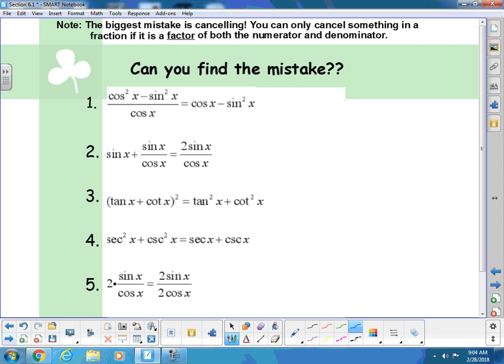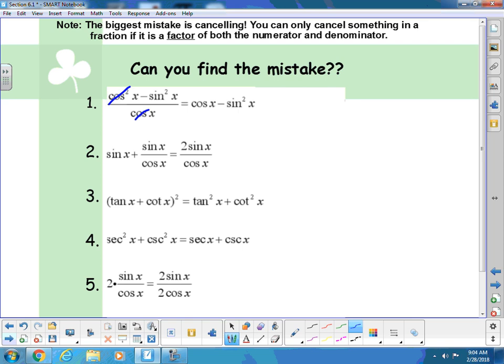All right, first mistake in number 1, they canceled a cosine. You may not cancel a cosine or any other term unless it is a common factor throughout. So if you want to get a cosine to cancel, you would first, in this problem, need to be able to factor a cosine out of the numerator. Because all terms in the numerator do not have a cosine in them, it does not cancel.